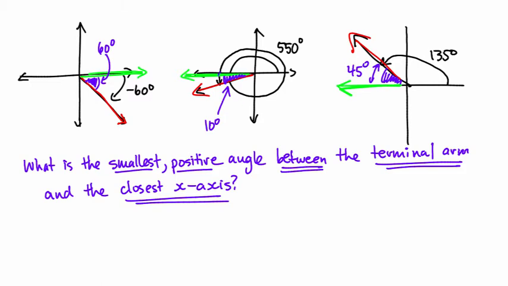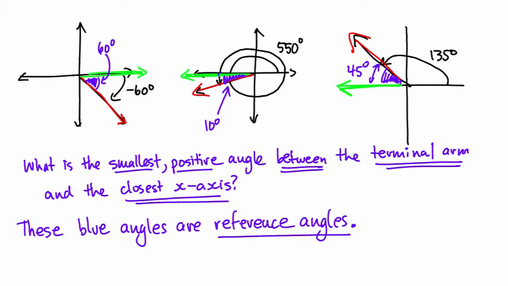And this idea of finding the smallest positive angle between that terminal arm and the closest x-axis is called a reference angle. So anytime you are asked to find this small positive angle between the terminal arm and the closest x-axis, that is equivalent to being asked to find the reference angle. So anytime you're asked to find the reference angle, just look for these little blue angles. Make sure you're going to the closest x-axis and that they're always acute and positive.